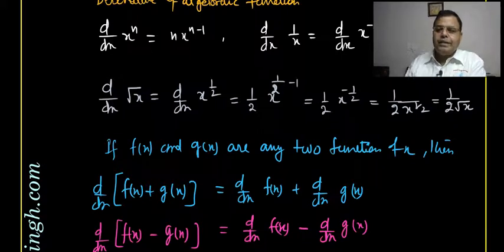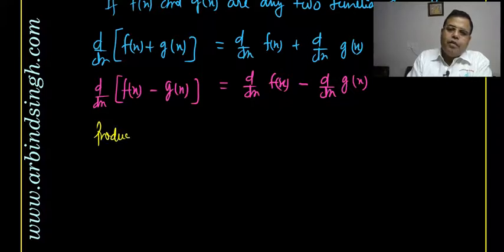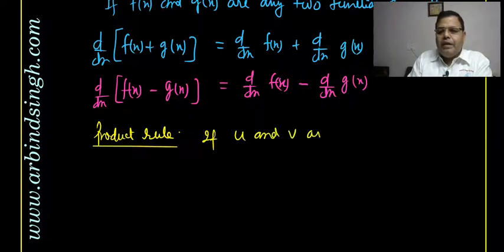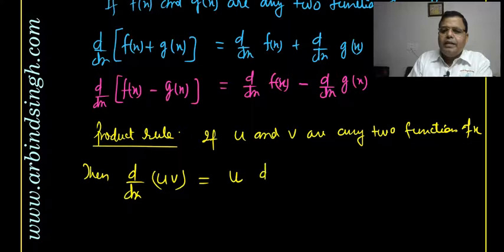So f(x) and g(x), these are the two functions. If they are in the form of addition or subtraction, then we can do that. Similarly, if they are in the form of a product, then what will you do? That is called the product rule. What is this? If u and v are any two functions of x, then d by dx of u times v, this is the product of two functions, so you can write u as it is times the derivative of v, d by dx of v, plus v as it is times d by dx of u. This is called the product rule.